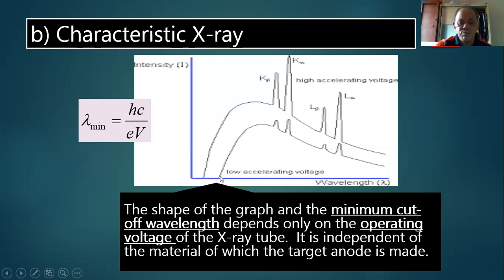Remember, there is a cutoff wavelength there. It depends on the operating voltage. As we say, this formula will be independent of the material. If it's tungsten you use, it will always have a minimum wavelength, and that minimum wavelength depends on your operating voltage. e is the same, c is the same, h is the same, constant.